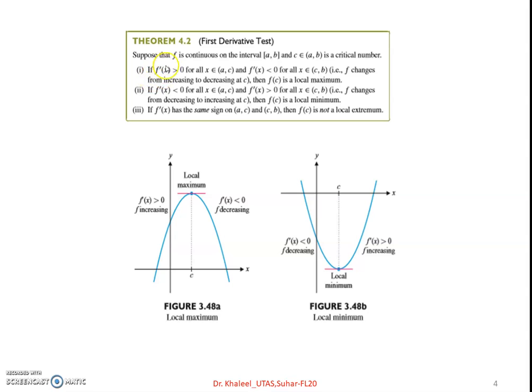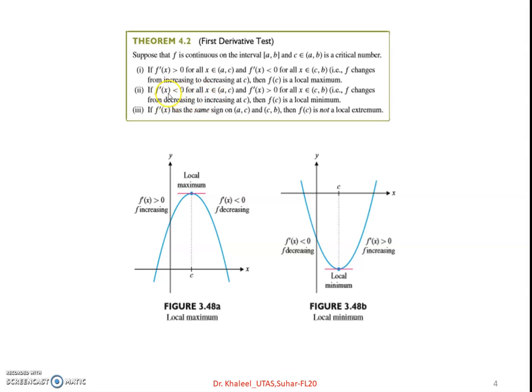That is, if f prime of x is greater than 0 for all x in this interval, and it is negative in this interval, note that both intervals are open, and there is a common c. The first open interval ends with c and the second starts with c. This a and b can be anything, but it is very important that the first interval should end with c, and the same c should start the next interval. And if this is so, then f of c is a local maximum.